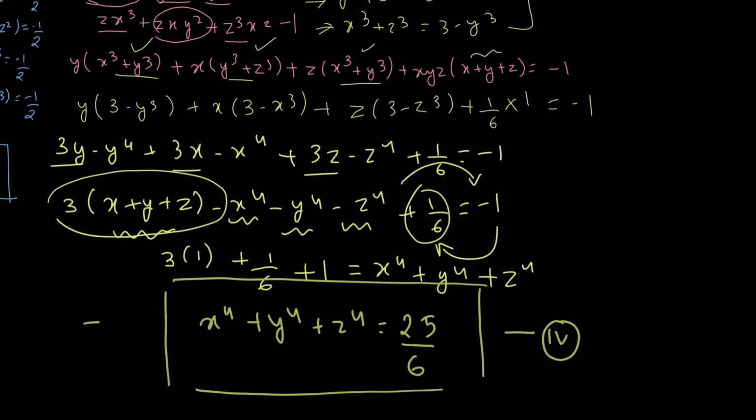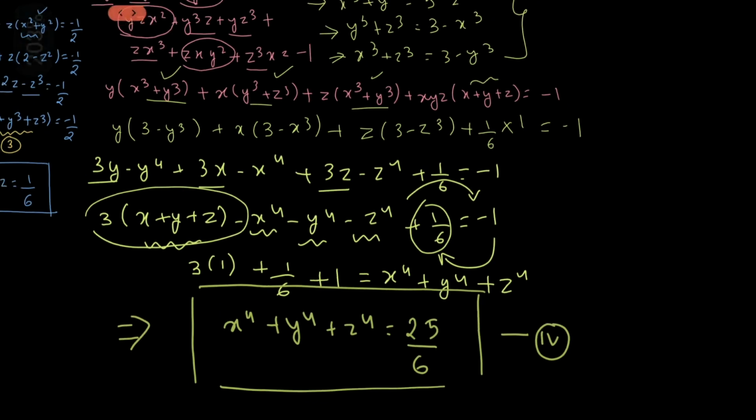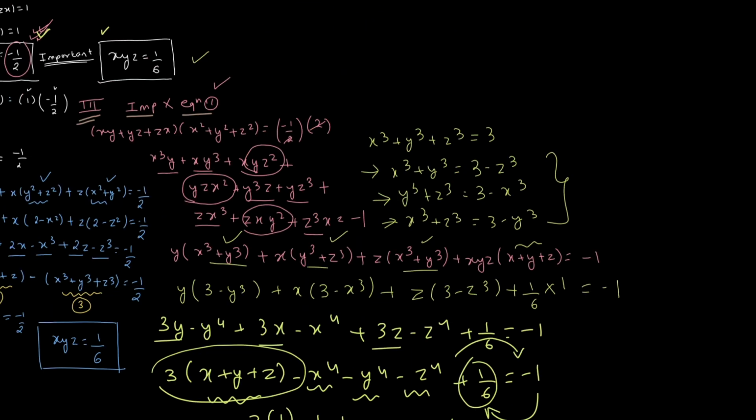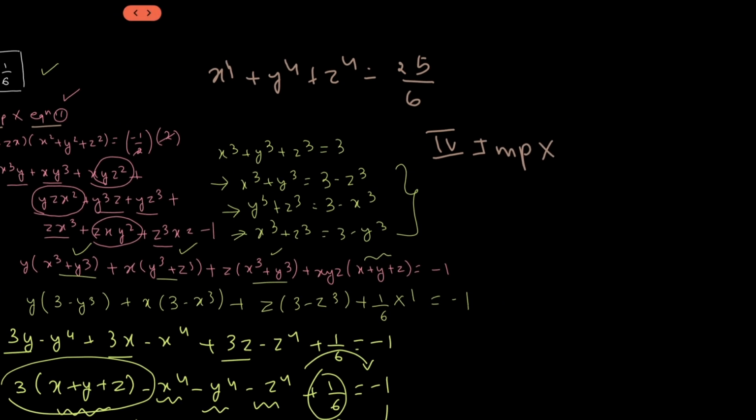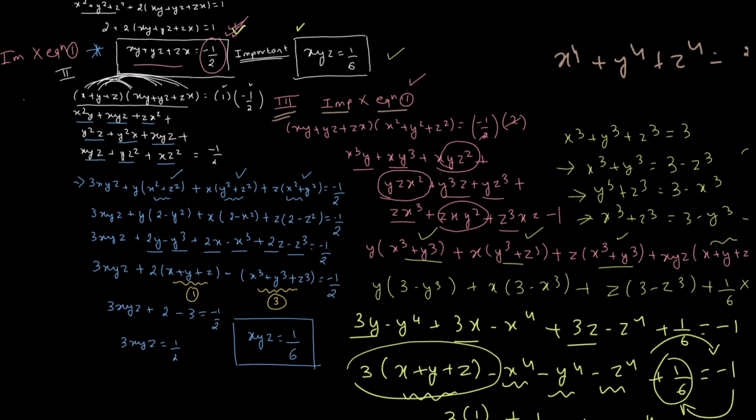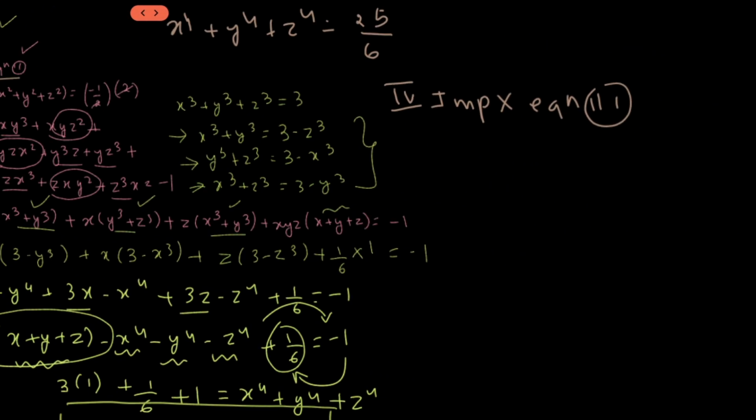Sometimes the question is to find the value for x to the power 4 plus y to the power 4 plus z to the power 4. So that's 25 upon 6. This was step number 3, in which we multiplied the important equation with equation number 2, so as to get the value for x to the power 4 plus y to the power 4 plus z to the power 4 as equal to 25 upon 6. Now let us see our fourth step, and in this we are going to multiply our important equation with equation number 3. You can follow the pattern: in the second step we multiplied the important equation with equation number 1. In the third step we multiplied the important equation with equation number 2. Now in the fourth step we are going to multiply the important equation with equation number 3.